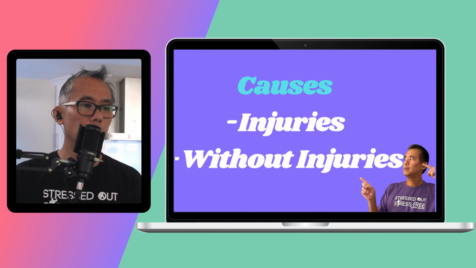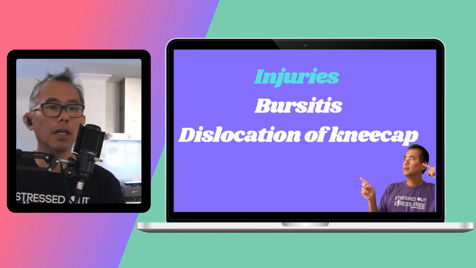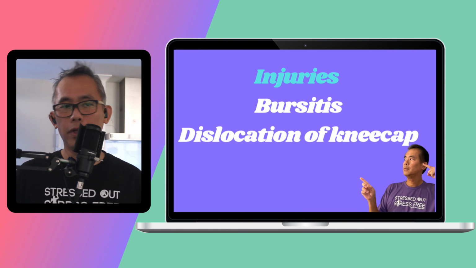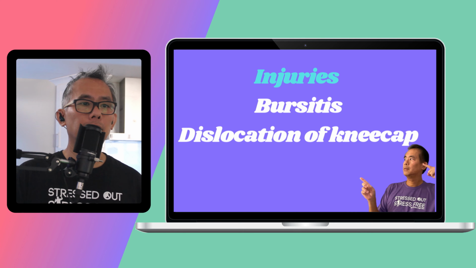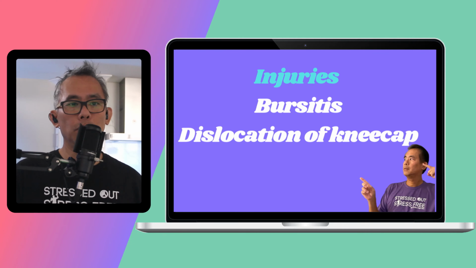Injury. Okay, all right. So injuries, first we start with bursitis. Bursitis is inflammation from repeated pressure on the knee, such as kneeling for a long time or overusing your knee for a long time, or injury. So that comes from inflammation from bending down or kneeling down, putting too much pressure on it.